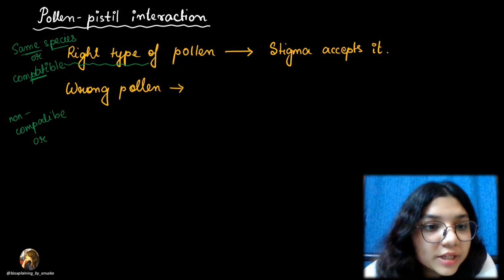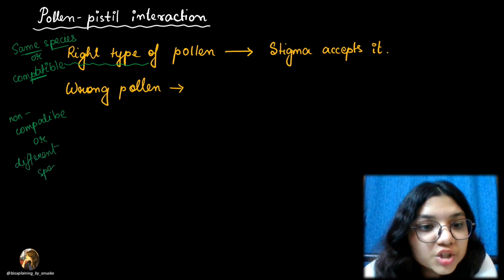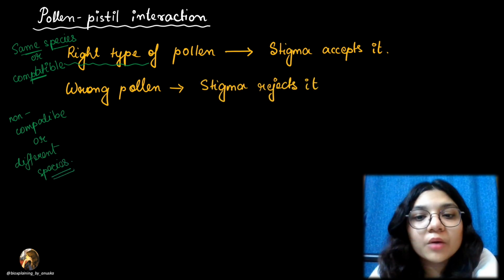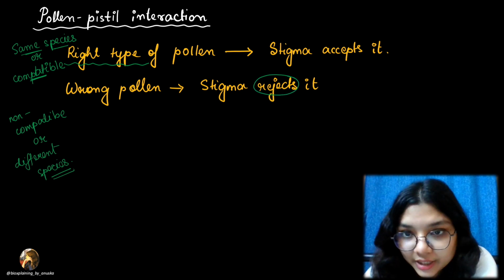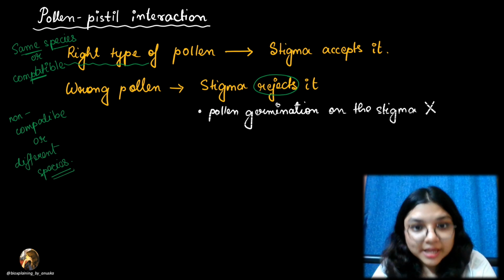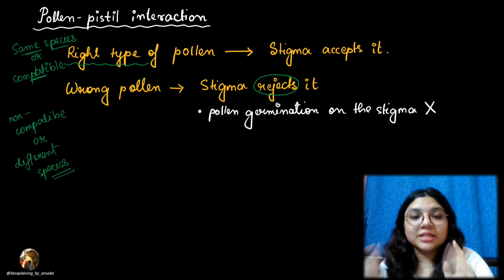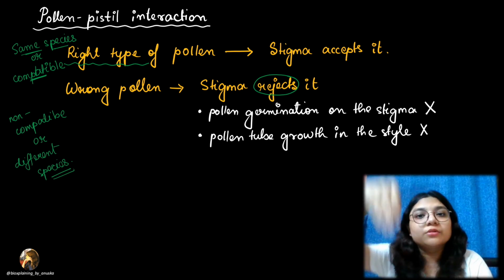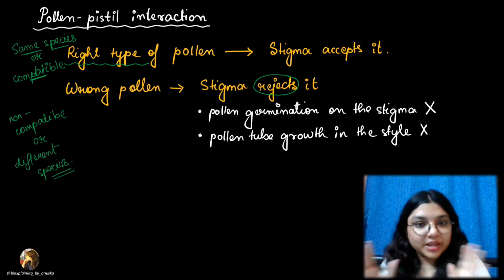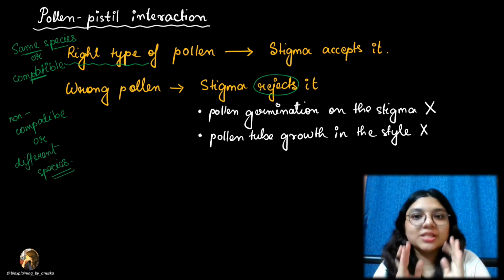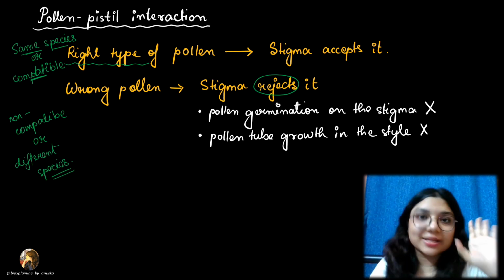Or say if the pollen belongs to some different species. In that case, what will happen? The stigma will straight off reject the pollen grain. What do we mean when we say the stigma rejects the pollen grain? Rejects means that pollen germination on the stigma will not happen and the pollen tube will not be able to grow through the style. Are we clear that only if we have a compatible pollen grain, same species pollen grain, the stigma is going to accept it.